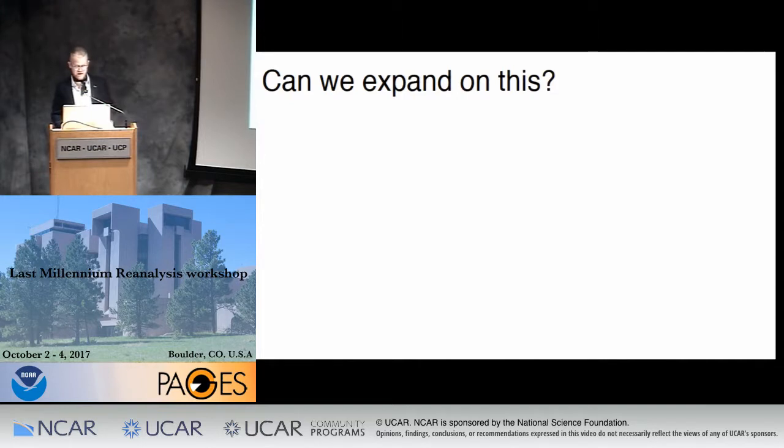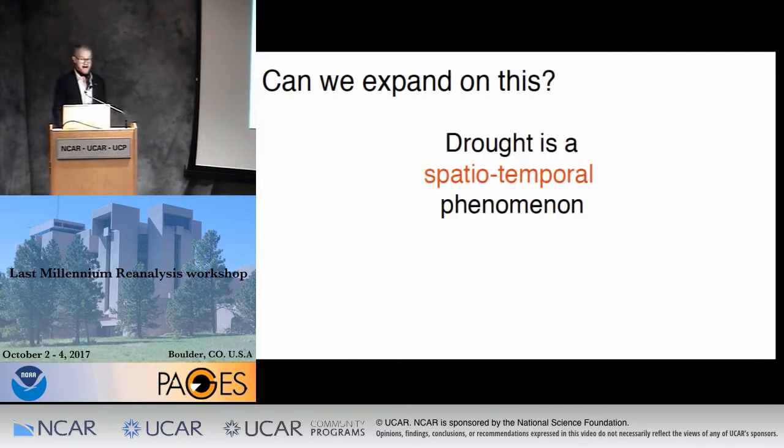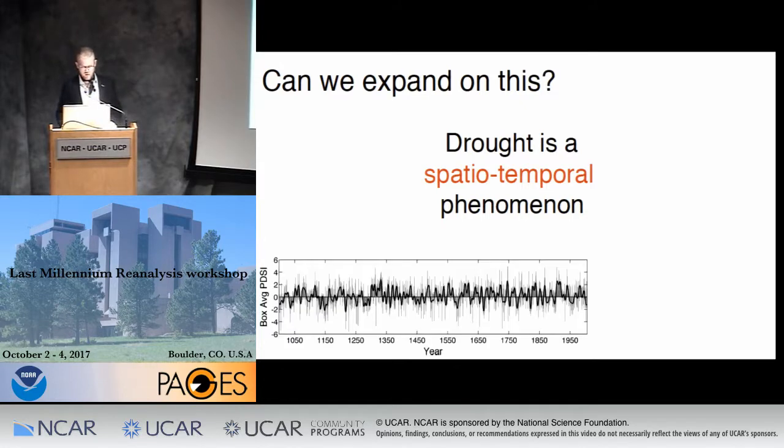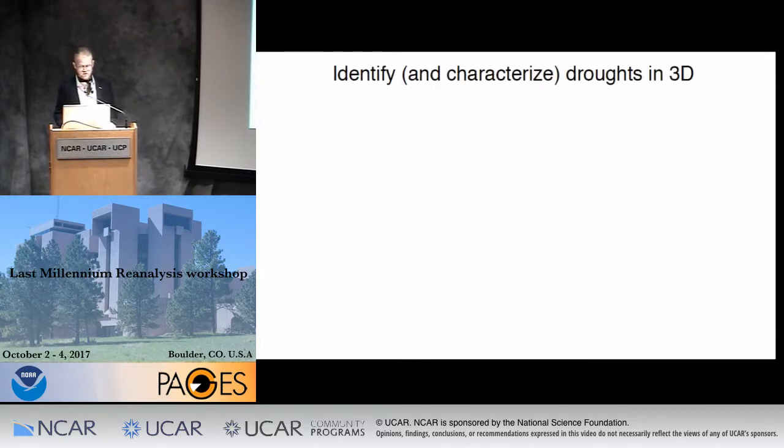So can we expand on this? I think there really is one way that we can, and that's that drought is a spatiotemporal phenomenon. But in those studies and in that little introduction I gave, we were looking at a time series. So we were really only looking at the temporal characteristics of these droughts. Instead, what we'd like to do is identify and characterize droughts in 3 dimensions.